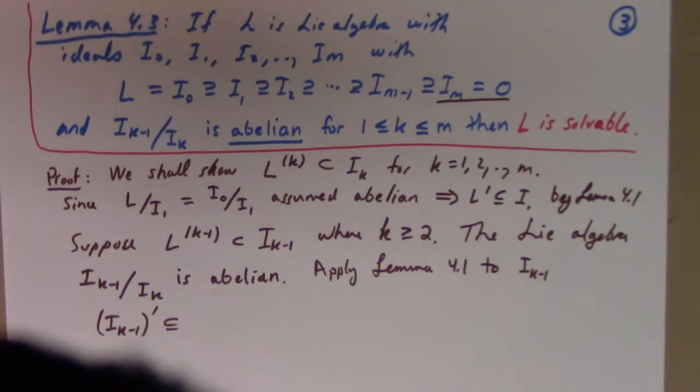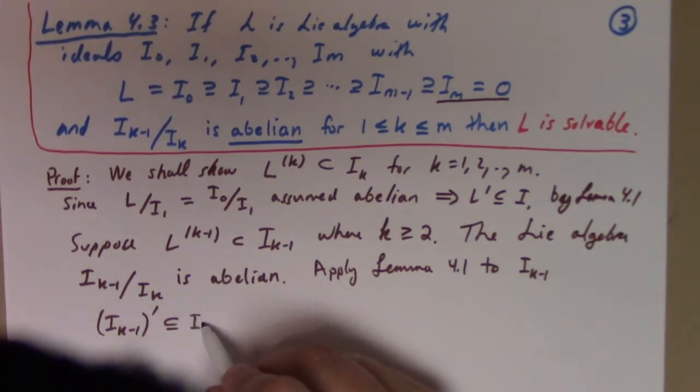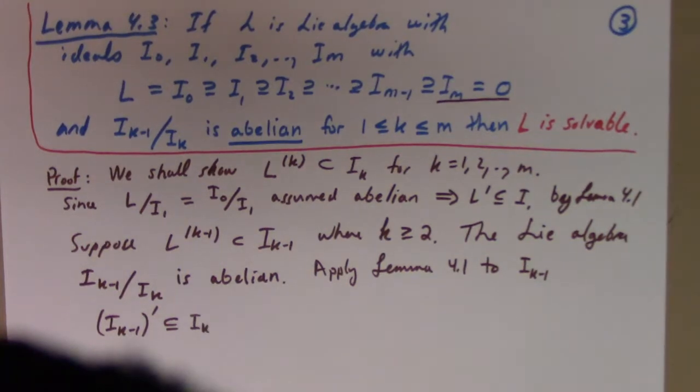Because we know that the quotient of I_{k-1} by I_k is abelian, that means the derived algebra of I_{k-1} must fit inside I_k. Right? But our induction step was to suppose that, well, L_{k-1}, well, let's see here, but what do we know?